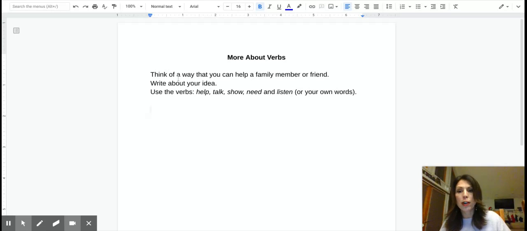So your directions say, think of a way that you can help a family member or friend. Write about your idea. Then it says use the verbs help, talk, show, need, and listen, or your own words. So before you do your writing, you'll want to do a little bit of brainstorming and think about your ideas before you write them down. Once you're ready, then you can put them on your paper.